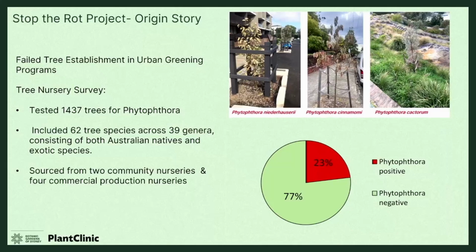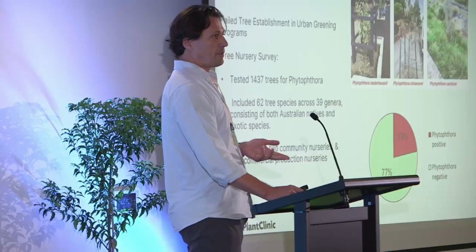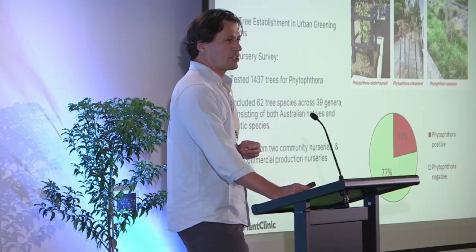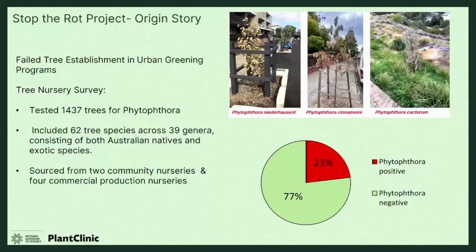So we did a survey, over 1,400 trees, both natives and exotics. And these were sourced from 2 community nurseries and also 4 commercial nurseries. So we were anticipating about 7% incidence, but we were quite shocked to find that it was actually 23%. And there are about, I think they're estimated 5 to 6 million trees going in over the next 10 years, so there's going to be a lot of infected trees entering into the environment.